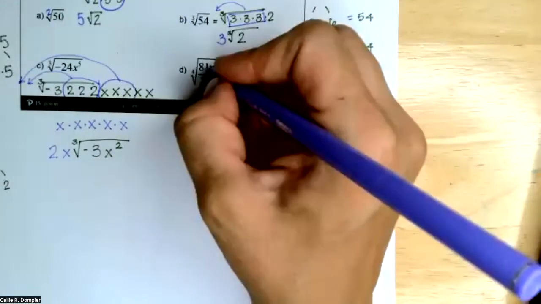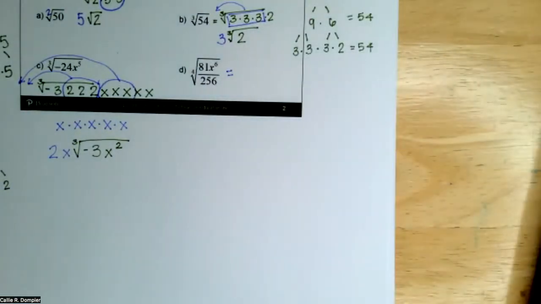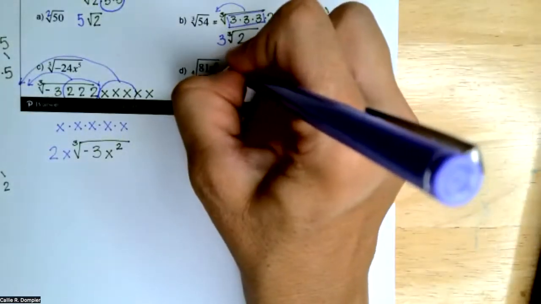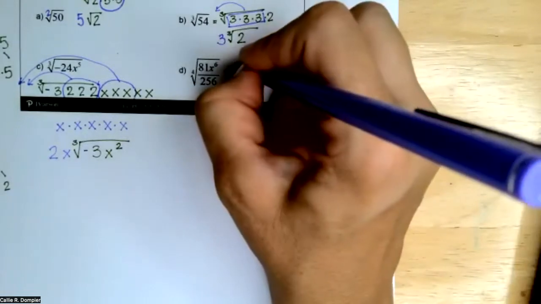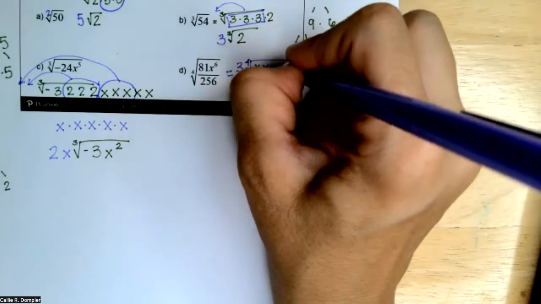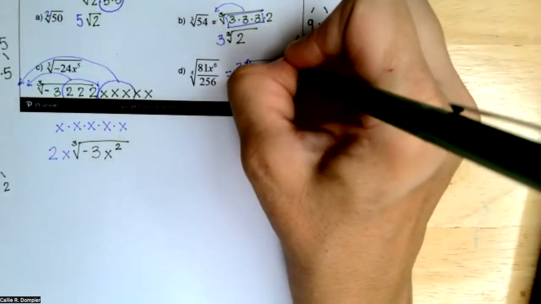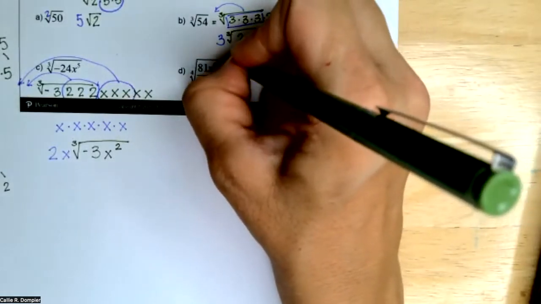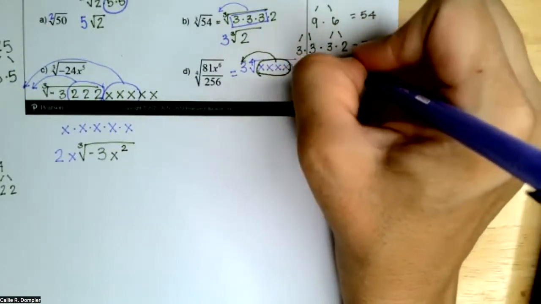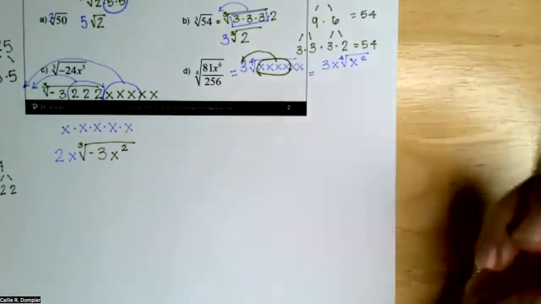All right, for D, I have the 4th root of 81, x to the 6th. The 4th root of 81, we kind of already saw it, right? The 4th root of 81 is 3. And then the 4th root of x to the 6th. So there's 6 of them. I can take out 4 to become 1. So that's 3x. And then the 4th root still has an x squared inside it.